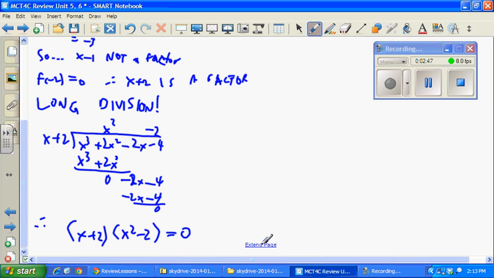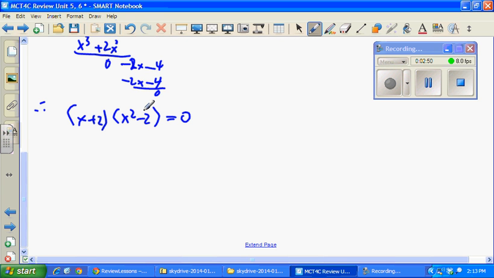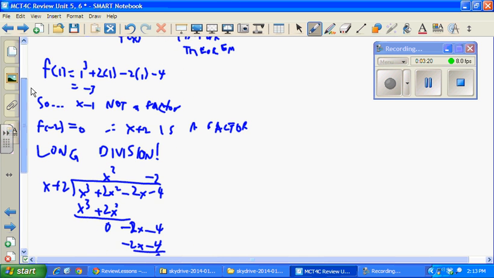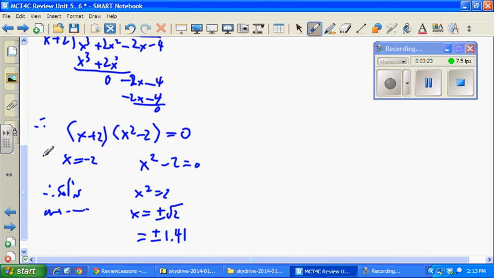So often this has to factor further, but I can see that this is true. I move the 2 over to the other side and take the square root. Positive and negative square root of 2, or positive and negative 1.41, right? And so there are our solutions. And that's the factor theorem, right? We use the factor theorem, find a factor, use long division, and then maybe we factor or use the quadratic formula to get the other factors.